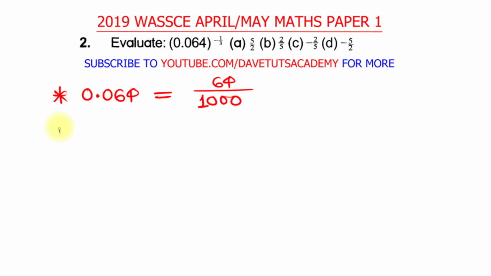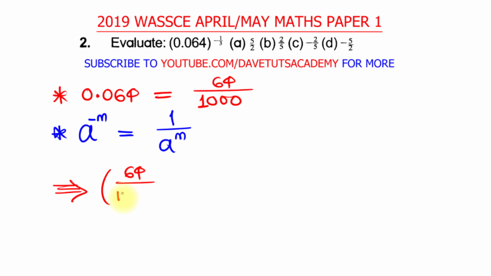Now that is the very first thing I want us to note. And then when we have a number raised to a negative power, this is the same as having 1 over that number raised to the positive of the power. So if you employ these two rules to solve this particular question, what we have from the question will now be 0.064, which is now 64 over 1000.